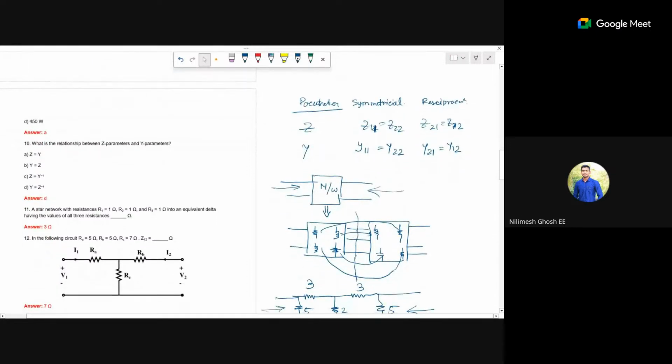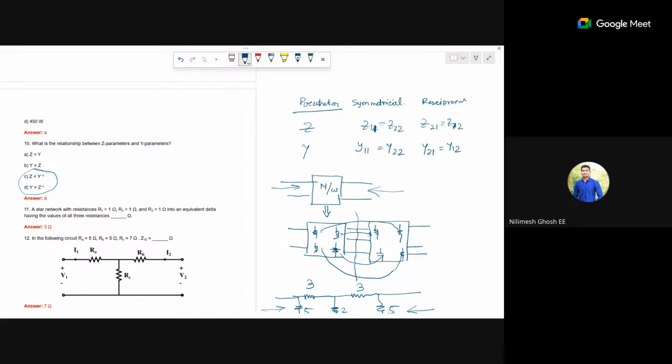See, this relationship I already told you. Y is Z inverse. Actually, these both are right. Both are inverse of each other, so anyway we can write it.